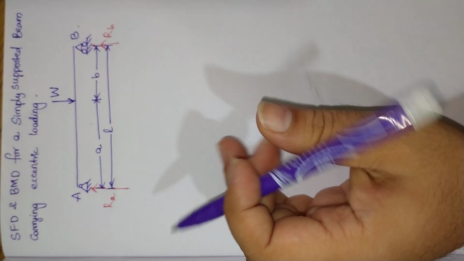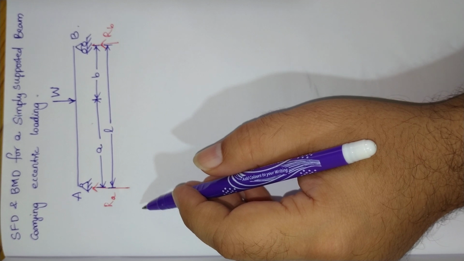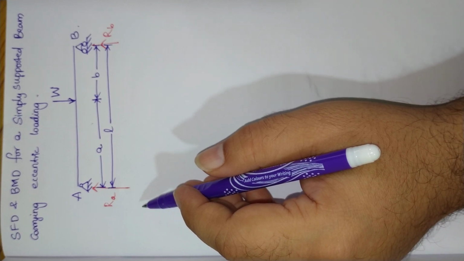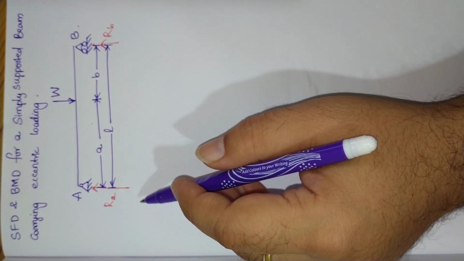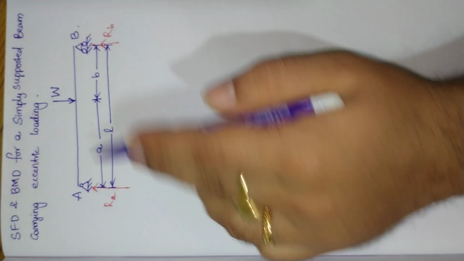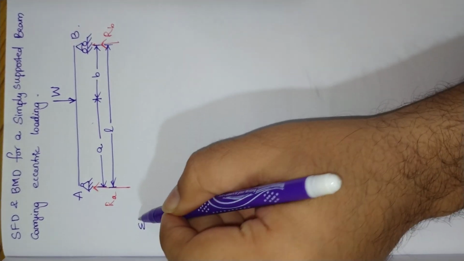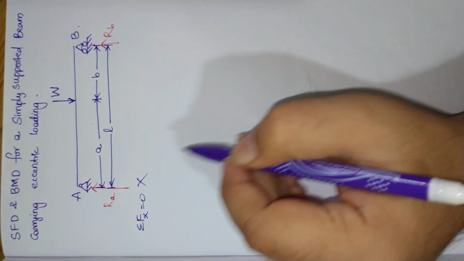Now considering equilibrium of the entire section, it has to satisfy three different conditions of equilibrium. The first one is sigma Fx equal to 0. The algebraic sum of all the forces acting along the horizontal direction should be equal to 0, but we don't have any horizontal forces on the beam. That step is neglected.